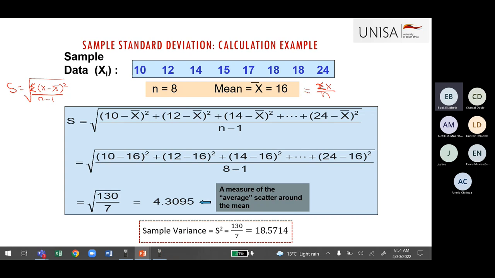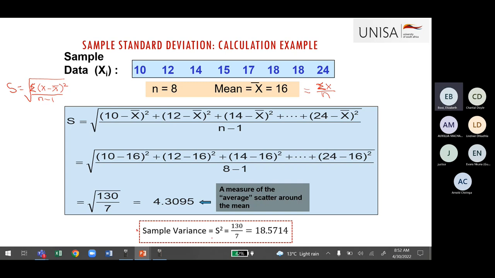Now we need to substitute into the formula in order to calculate the standard deviation. Our X is all our X observations. So we start with 10. 10 minus the mean of 16, squared, plus 12 minus the mean of 16, squared, plus 14 minus the mean of 16, squared, plus, until we get to 24 minus the mean of 16, squared. And that gives us 130 if we add them, but we need to divide by n minus 1, which is 8 minus 1, which gives us 7. So the top part, when you solve that, you will get 130 divided by 7. The 130 divided by 7 is your sample variance.